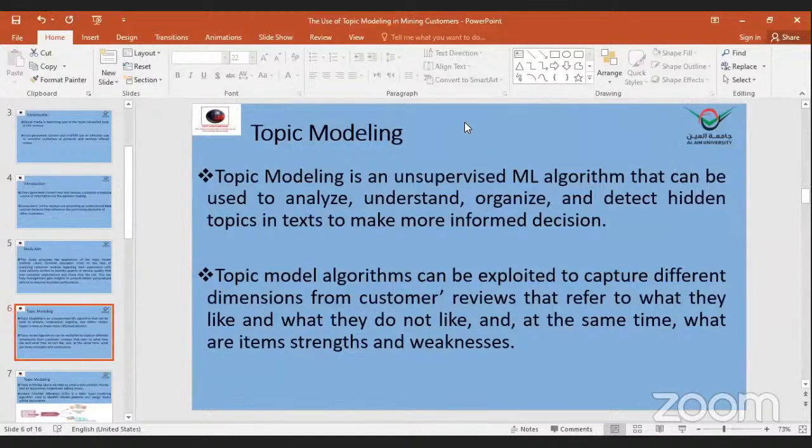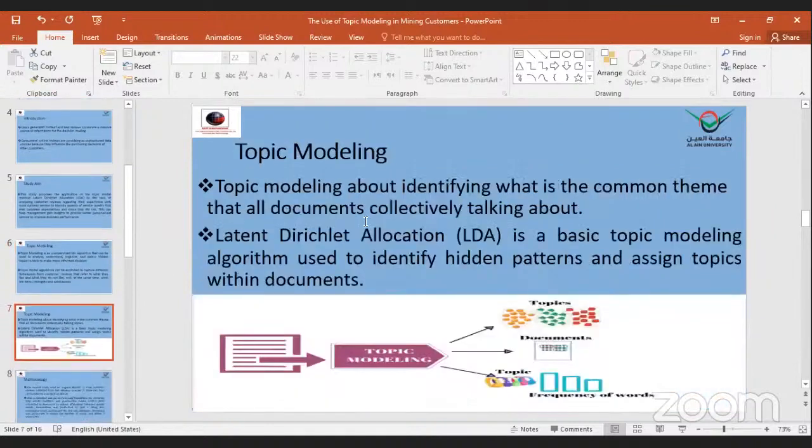Topic modeling is an unsupervised machine learning algorithm that can be used to analyze, understand, organize, and detect hidden topics in texts to make more informed decisions. Topic model algorithms can be exploited to capture different dimensions from customers' reviews that refer to what they like and what they don't like, and at the same time, what the items of strength and weaknesses are. Topic modeling is about identifying the common theme that all documents, or reviews in my research, are collectively talking about.